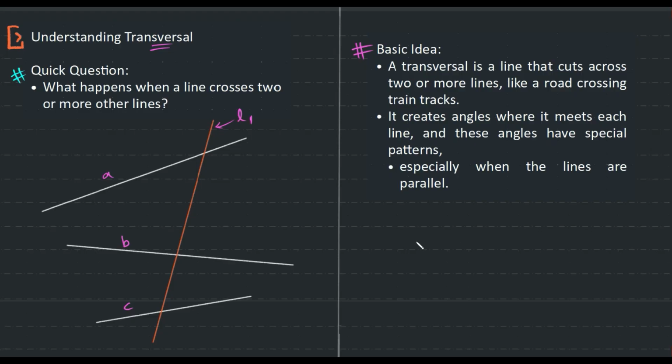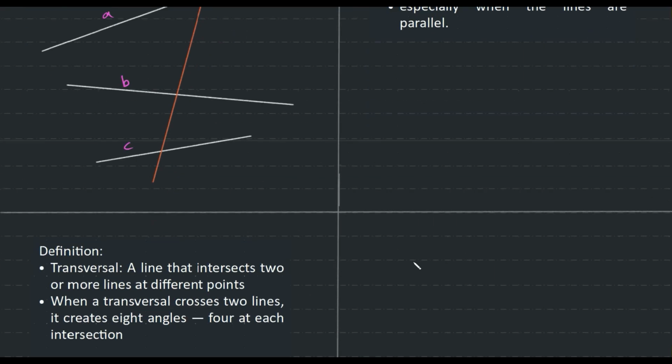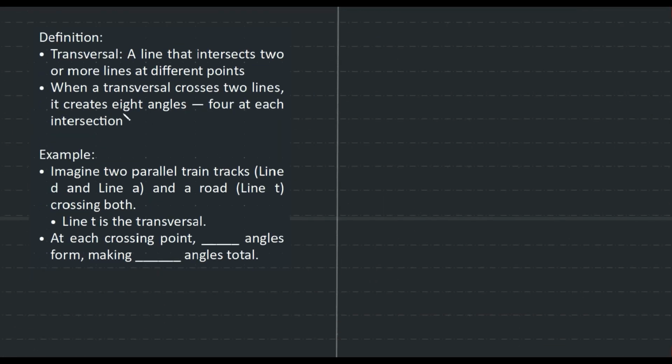Yes, when we have two parallel lines and a transversal line, that is a line cutting those two parallel lines, you have a bunch of properties that will help us with a lot of things. And it is used in a lot of places, practically also. So as a definition, transversal lines are lines that intersect two or more lines at different points. When a transversal crosses two lines, it creates 8 angles, 4 at each intersection. It's common sense, because when two straight lines pass each other, we have 4 angles being created. So between two lines, it will be 8.